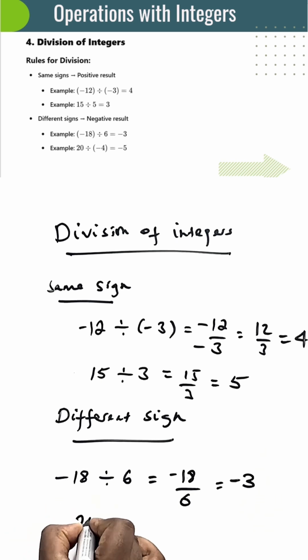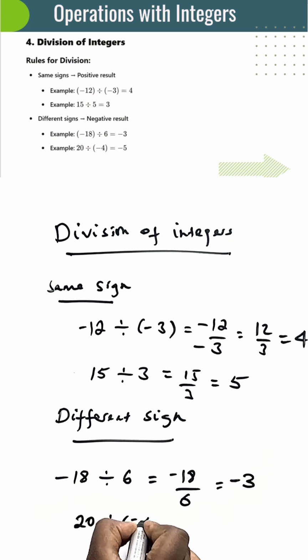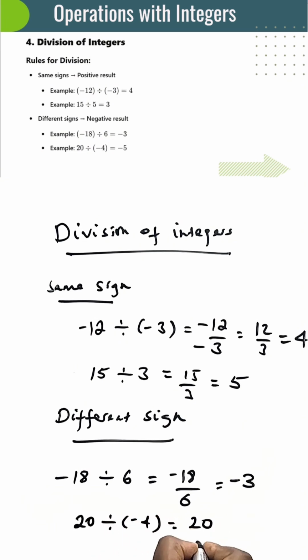Let's change the subject with negative 4, for example, 20 divided by negative 4. Same thing, positive divided by negative would be negative. So this is 5, and we have the negative value, so that would be negative 5.